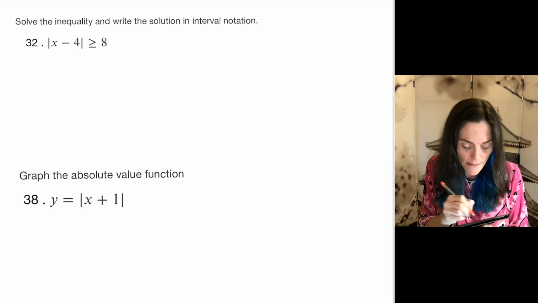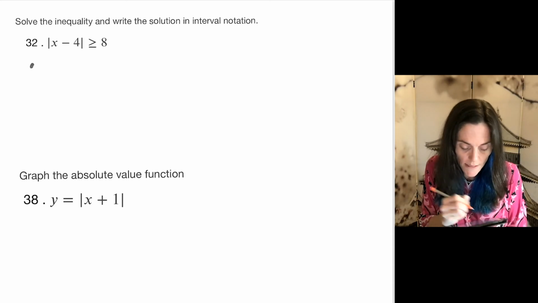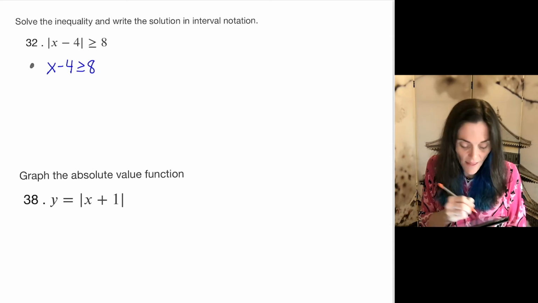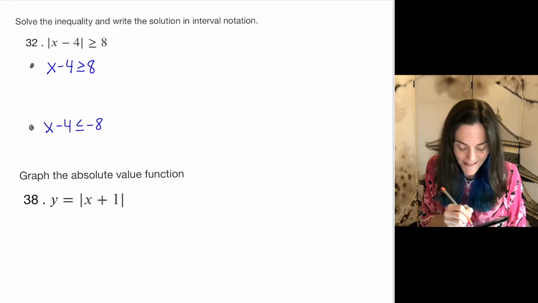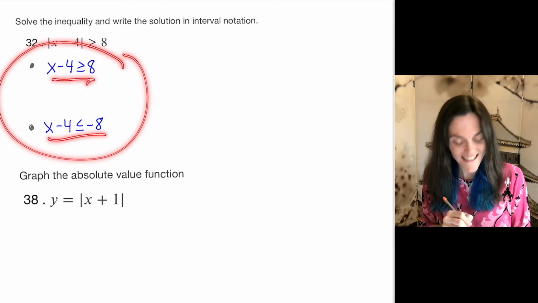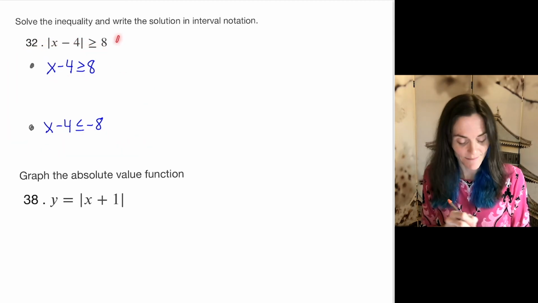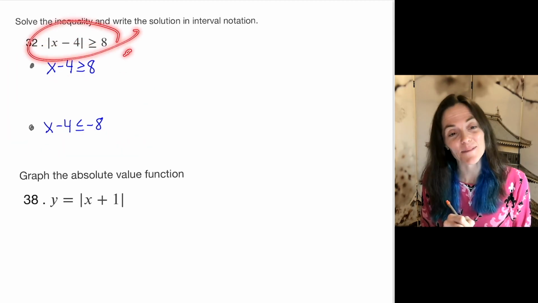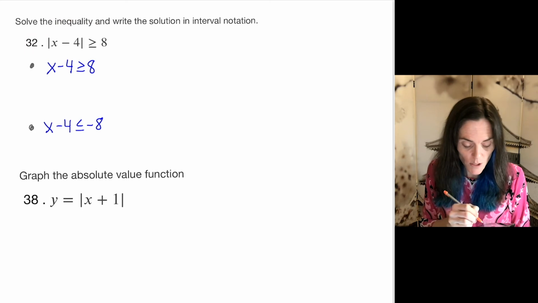What this says, well, there's two possibilities. One is that x minus 4 is bigger than or equal to 8. And the other possibility is that x minus 4 is less than or equal to minus 8. This or this is equivalent to this inequality with the absolute value. So we can just solve each one.